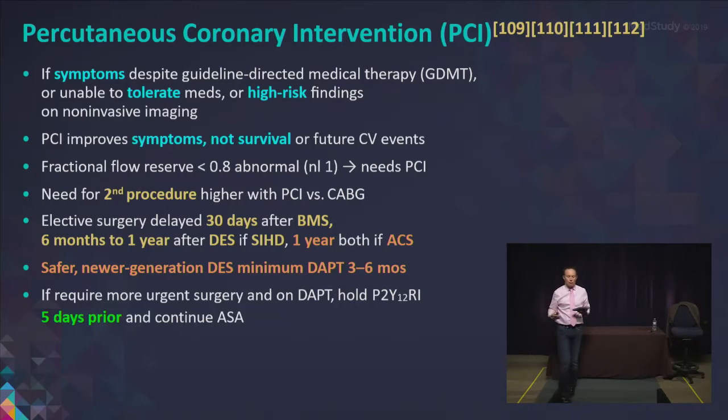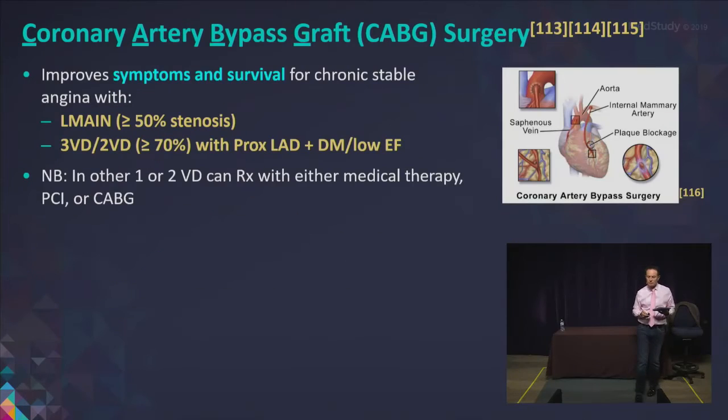I've already talked to you before about how long to delay surgery if they've got a stent. So if it was for chronic stable angina, 30 days for bare metal, 6 months to a year for drug-eluting, and if they came in with an ACS, 1 year of dual antiplatelet therapy for both. And if you are going for surgery, we generally like to hold the clopidogrel or prasugrel or whatever they're on 5 days prior and continue the aspirin.